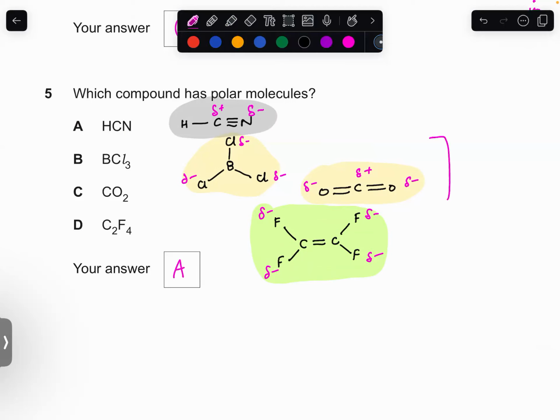So these three, call them symmetrical molecules. And the reason for that is the dipoles cancel out.